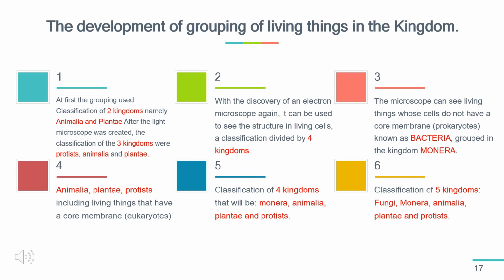The third, the microscope could see living things whose cells do not have a nuclear membrane, or prokaryotes, known as bacteria. They are grouped in the kingdom Monera. The fourth, we can say that Animalia, Plantae, and Protista include living things that have a nuclear membrane, or eukaryotes. The fifth classification of four kingdoms is Monera, Animalia, Plantae, and Protista. And the last development is the classification of five kingdoms that we have until nowadays. There are Fungi, Monera, Animalia, Plantae, and Protista.